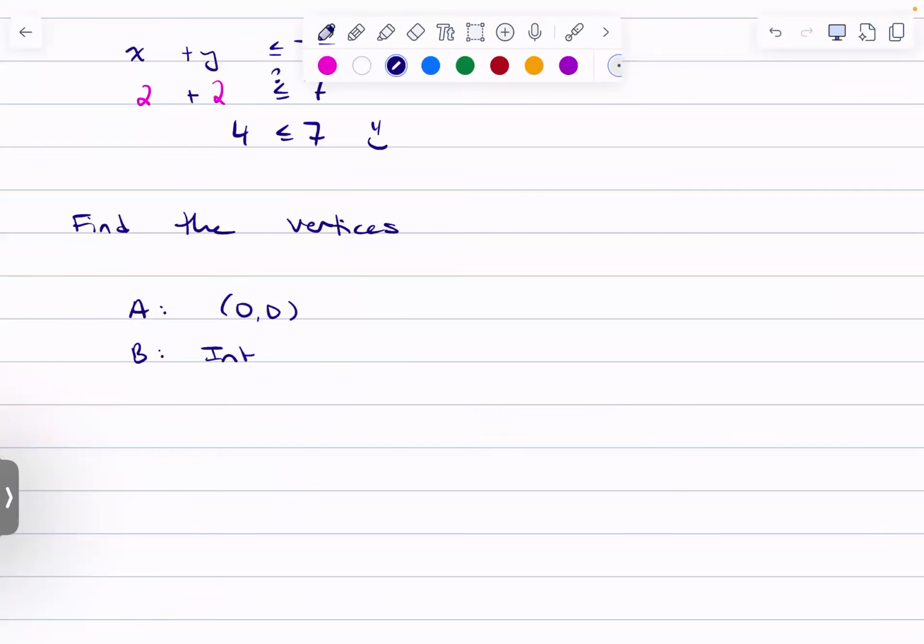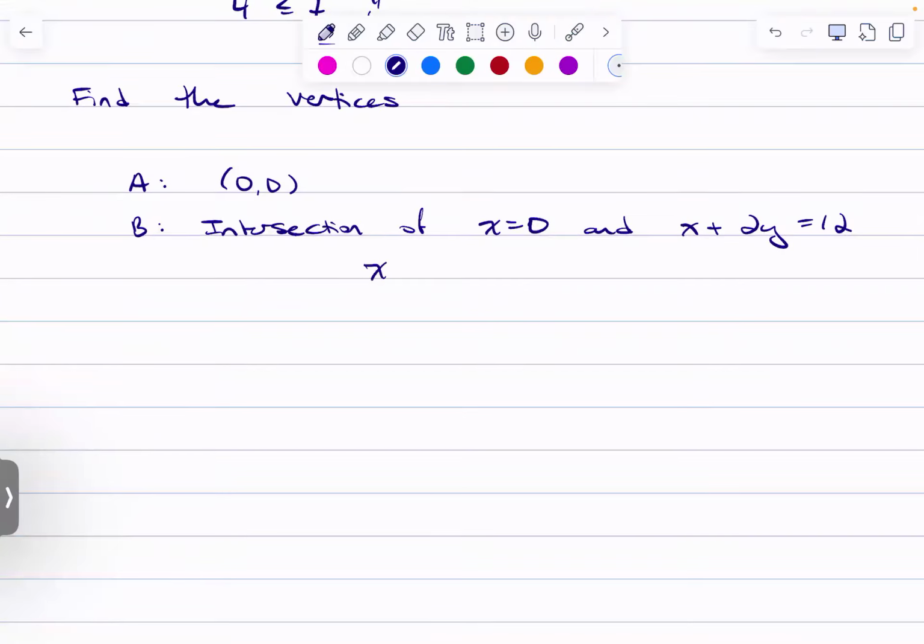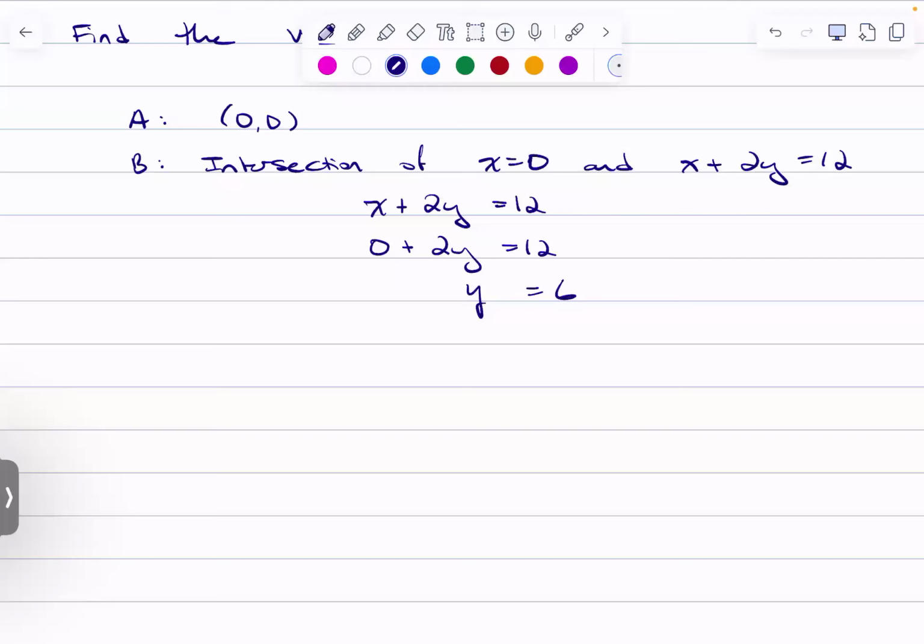B is the intersection of x equals 0 and x plus 2y is equal to 12. I think substitution in this case is going to be the easiest. X is 0, I plug in x is 0, solve for y, I get 6. Right? And so it's not too bad. X plus 2y is equal to 12. 0 plus 2y is equal to 12. So y must be 6. Therefore, the intersection is at 0, 6.